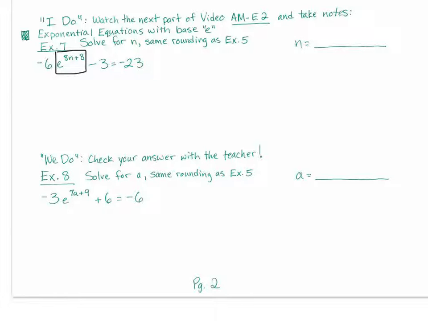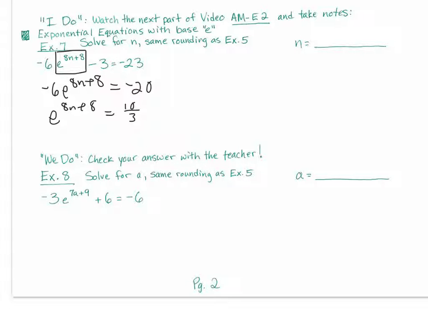What we need to do first is add our 3. So we're going to be at negative 6e to the 8n plus 8. And then if we add 3, we get equals negative 20. Next step to get e to the 8n plus 8 alone is to now divide by our negative 6. So we're going to get e to the 8n plus 8 equals, if I divide and then reduce, 10/3 there.